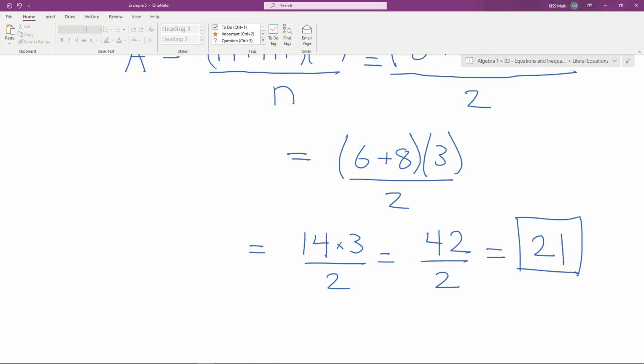So that's literal equations. They're really not that much different than regular equations that you knew before. You just have to get used to dealing with a lot of letters at once.